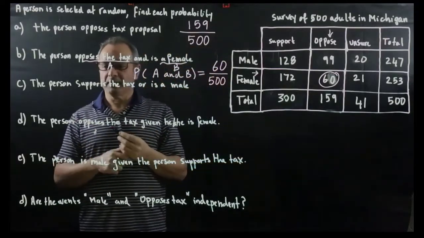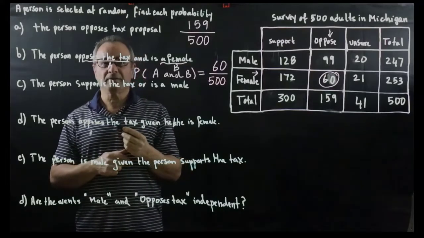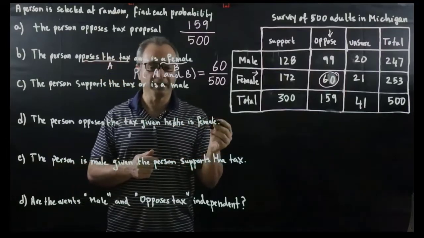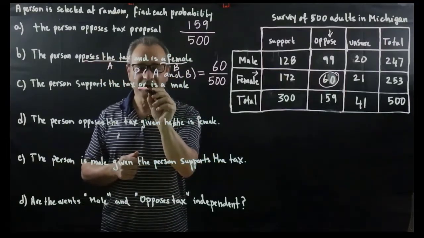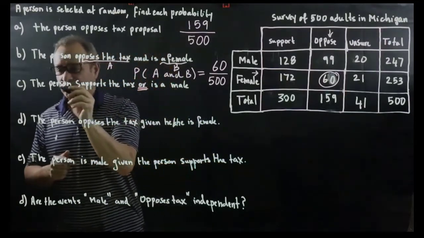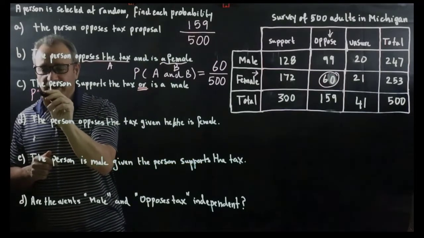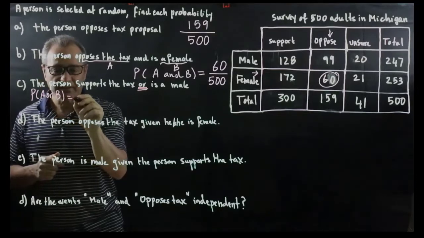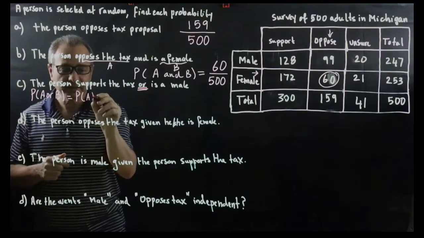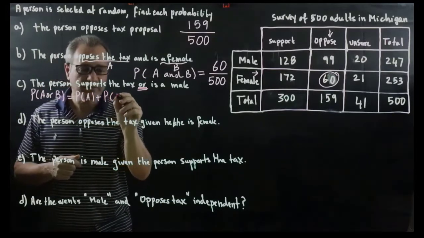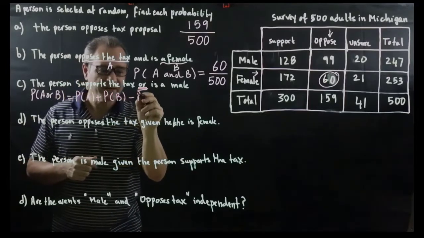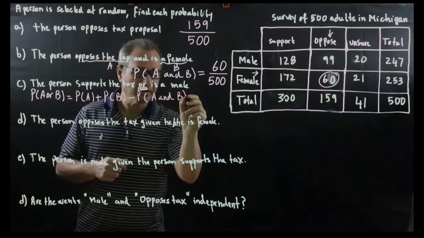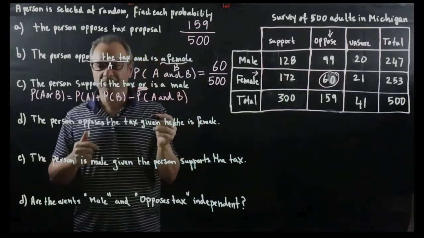C. The person support, what is the probability of selecting a person who supports the tax or is a male? So there's an or here. How do you deal with or? In your book, there is a formula that says probability of A or B. It's called the additive rule. It is probability of A plus probability of B minus probability of A and B.